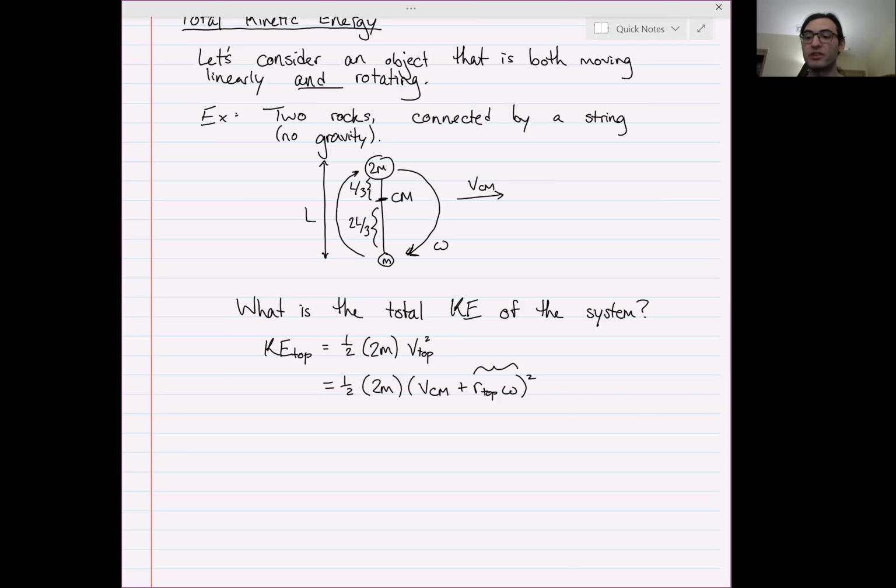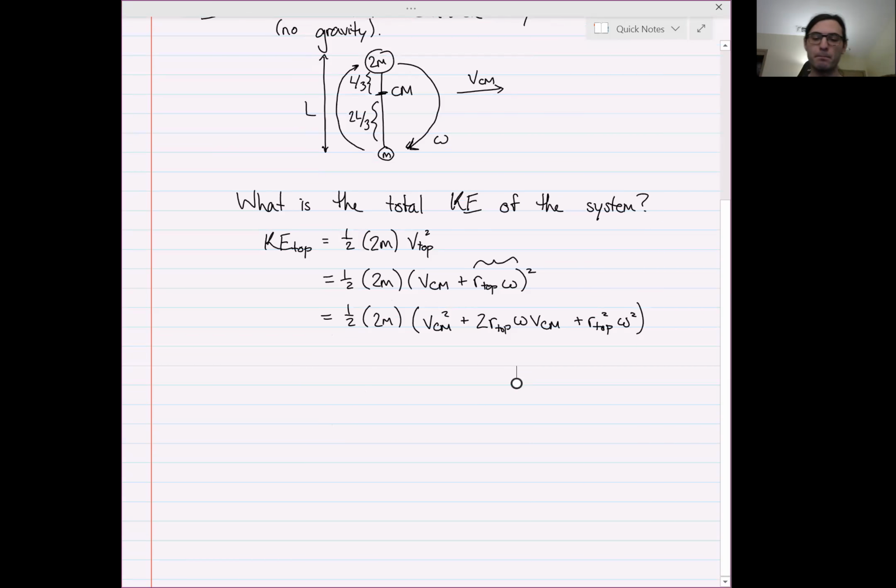But regardless, this is what we see, and so we can expand, and we get 1/2 times 2m times vcm squared plus 2 r top omega vcm. I'm just foiling out, plus r top squared omega squared, and then we can do the same thing for the bottom rock.